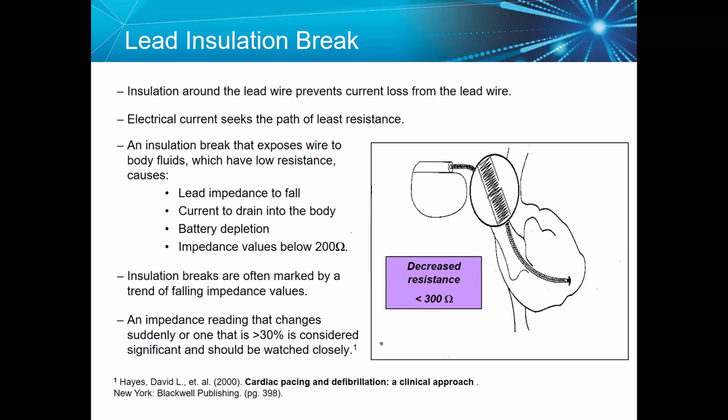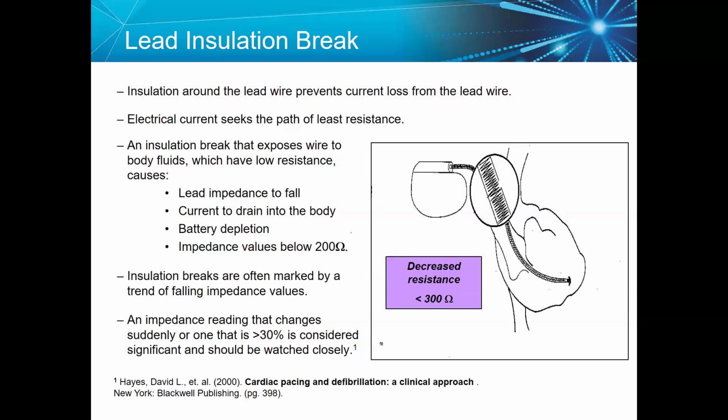Insulation around the lead wire prevents current loss from the lead wire. Electrical current seeks a path of least resistance. Insulation breaks expose the wire to body fluid, which has low resistance, causing lead impedance to fall, less than 200 ohms, and current to drain into the body and not reach the myocardium, with battery depletion. Insulation breaks are often marked by a trend of falling impedance values.